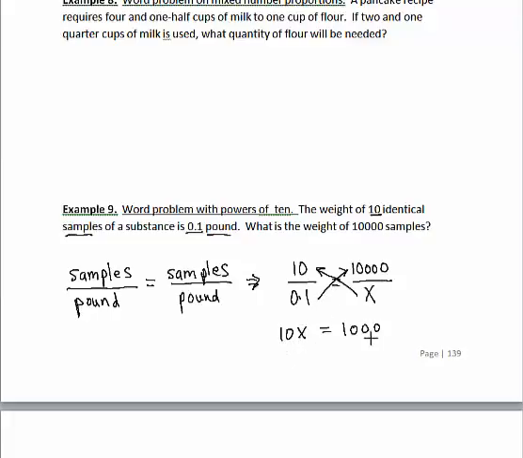But at this point, we have 10x equals 1,000. To get the x by itself, we divide by 10. The 10s cancel, and we get x equals 100.